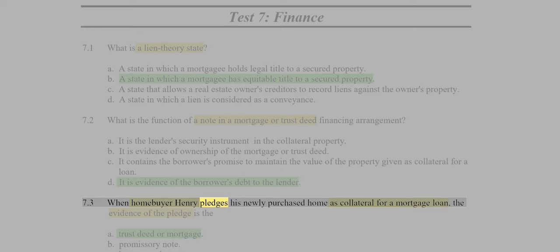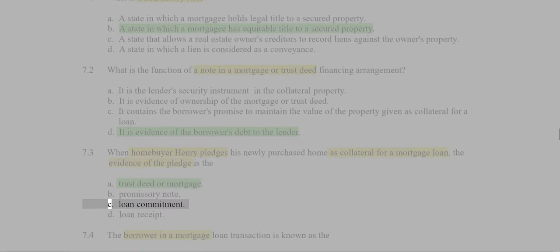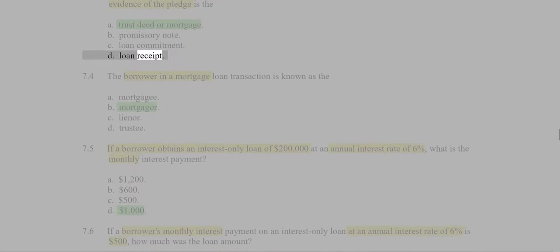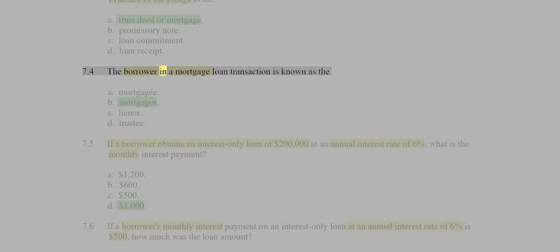7.3. When homebuyer Henry pledges his newly purchased home as collateral for a mortgage loan, the evidence of the pledge is the A. Trust deed or mortgage. B. Promissory note. C. Loan commitment. D. Loan receipt. 7.4. The borrower in a mortgage loan transaction is known as the A. Mortgagee. B. Mortgagor. C. Liener. D. Trustee.